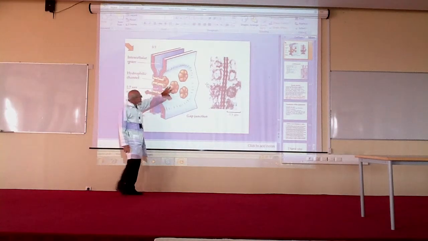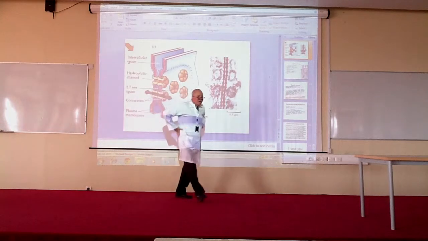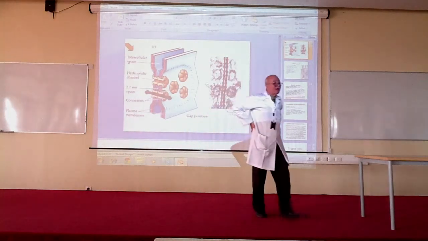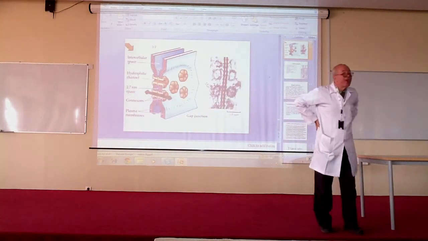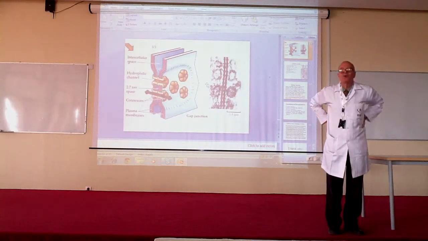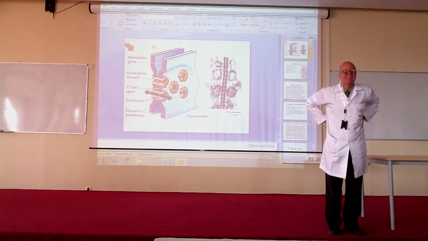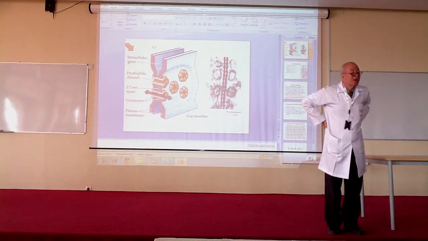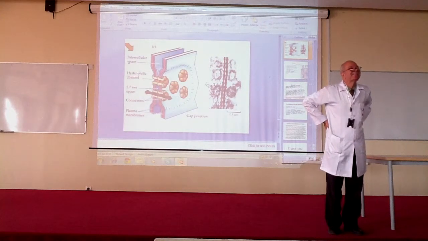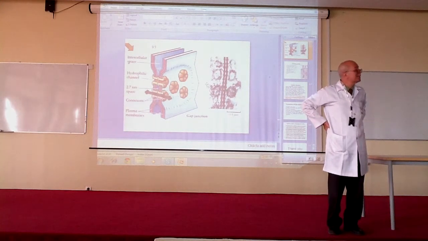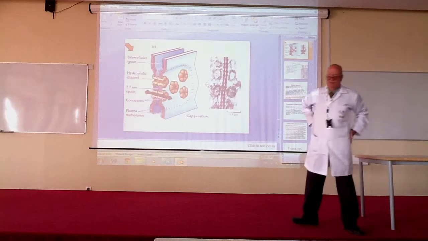The structure formed of 6 transmembrane proteins we call a connexon. Its transmembrane proteins we call connexins. Is it clear? Very good.